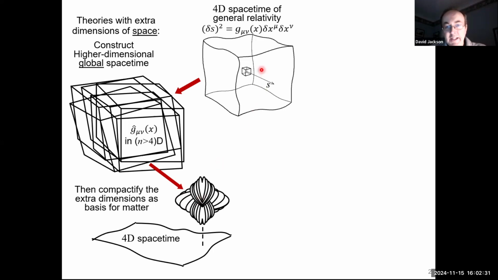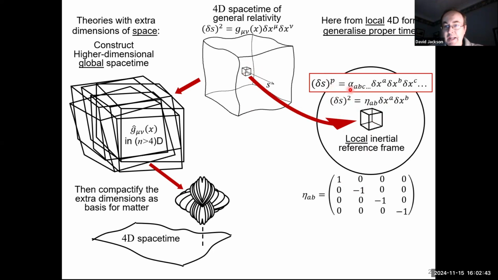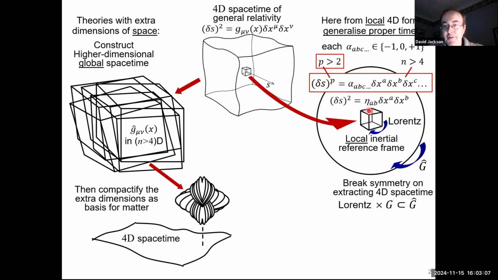The alternative here is to start at the local level, essentially the local inertial reference frame, and generalize the local Lorentzian structure. So rather than having just a quadratic form, we're going to go up to a p-th order form where these alpha coefficients generalize the metric coefficients with zeros and ones. But as well as going to n greater than 4 components, we've also got more than 2 powers. So it could be a cubic or a quartic form and so on. This will have a larger symmetry I've called G hat, which generalizes from the Lorentz group. But this symmetry will be broken because we have to pick out these 4 preferred components. This will break down the symmetry to the original Lorentz external symmetry and an internal gauge symmetry.